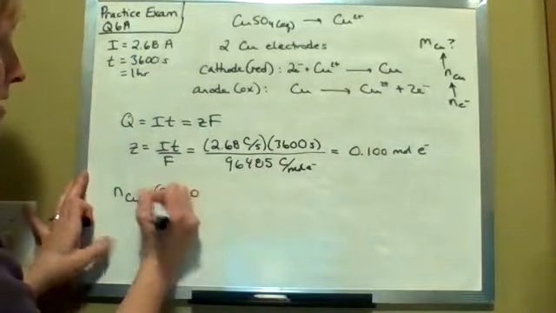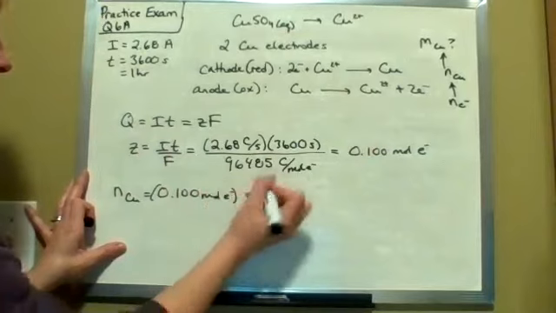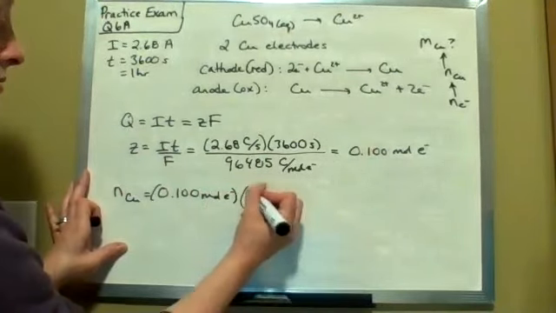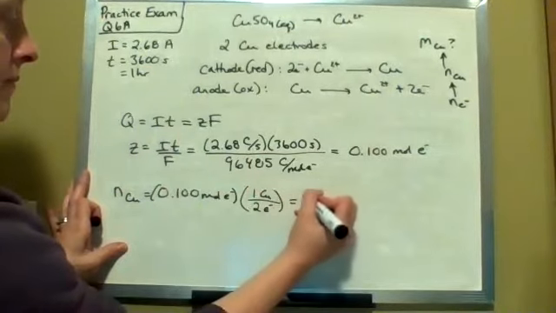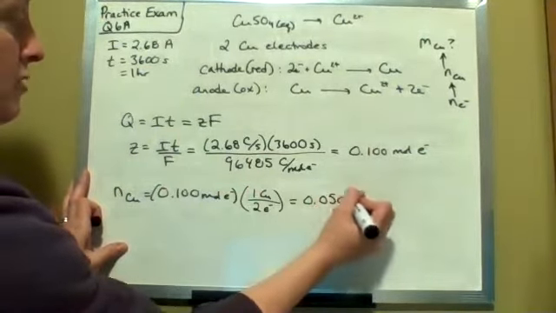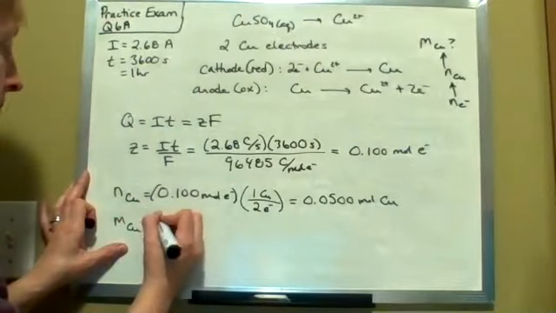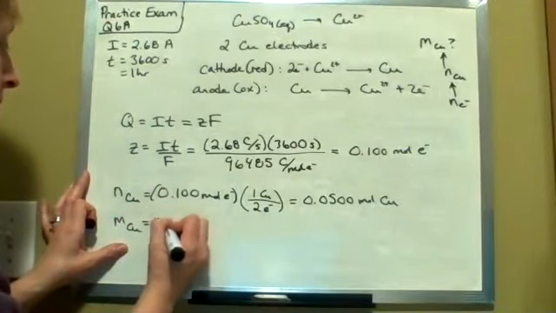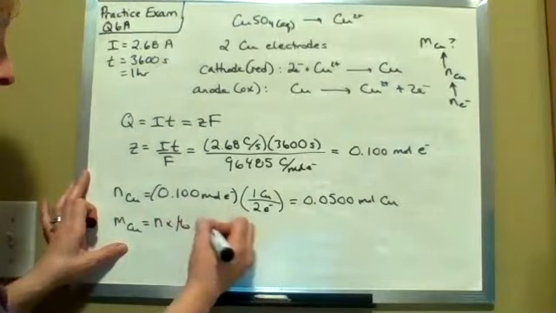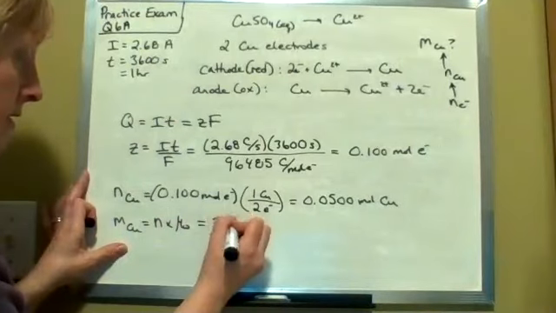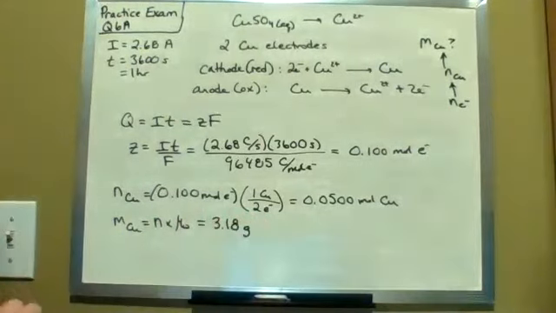Now going to the balanced chemical equation, our moles of copper is going to be equal to our 0.1 moles of electrons, and then we're using our stoichiometric ratio. It's 2 electrons for every 1 copper. We have 0.05 moles of copper. Then you can find your mass of copper using your moles times your molecular weight, which is 63.55. So you should get an answer of 3.18 grams.